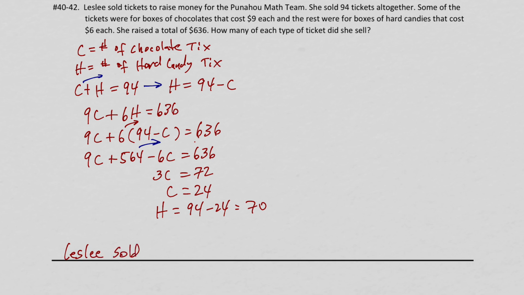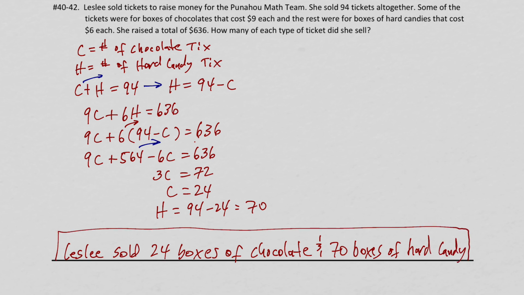So, Leslie sold 24 boxes of chocolate and 70 boxes of hard candy. And that's it.